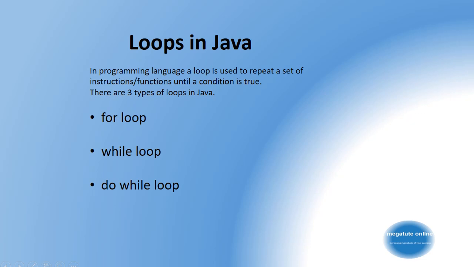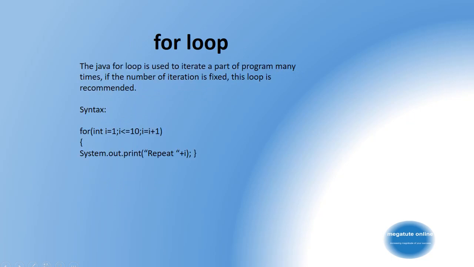Here we have three types of loops in Java: the for loop, the while loop, and the do while loop. Okay, so let's see them in detail. Now, the for loop. When we say the for loop, the Java for loop is used to iterate a part of a program many times. If the number of iterations is fixed, we recommend you to use the for loop, right? So its syntax goes like this over here.